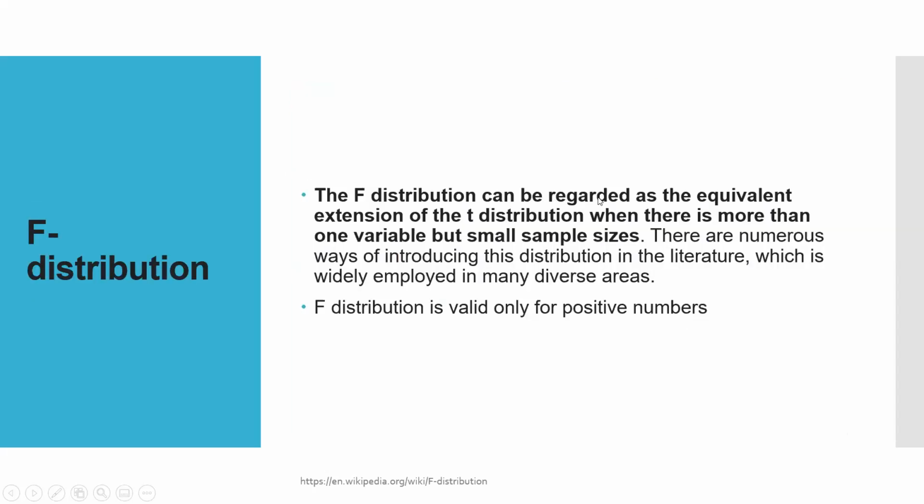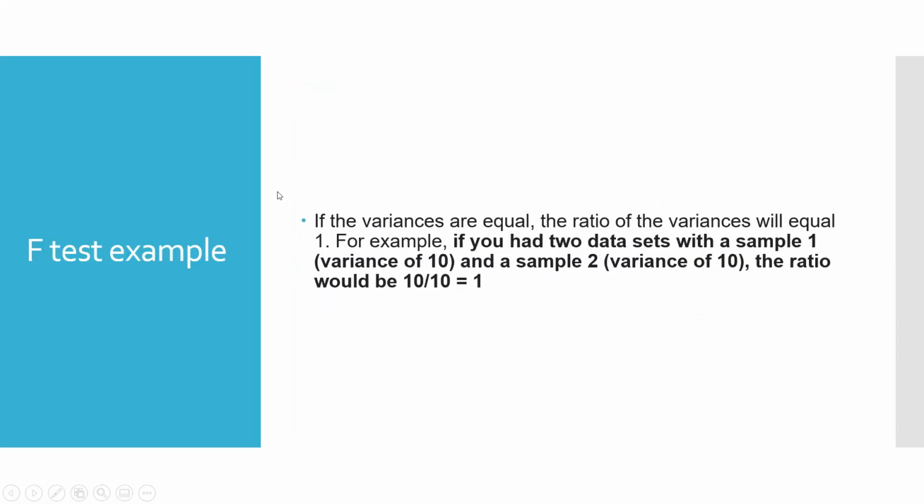So the F distribution can be regarded as an extension of the T distribution when there is more than one variable but the sample size is small. There are numerous ways to introduce this distribution in literature. An F distribution is valid only for positive numbers. For example, if the variances are equal, the ratio of the variances will equal 1. If you have two sets of data with sample 1 variance 10 and sample 2 variance 10, then the ratio would be 10 divided by 10 equals 1.